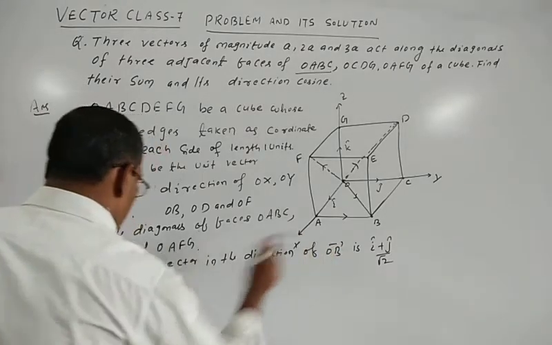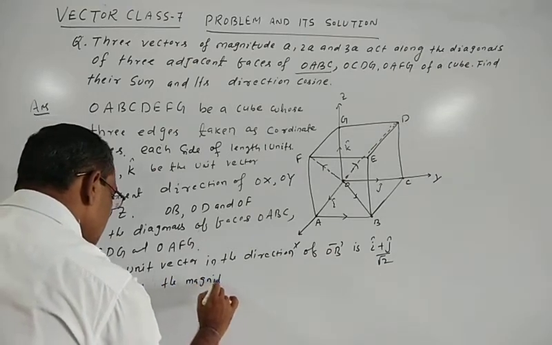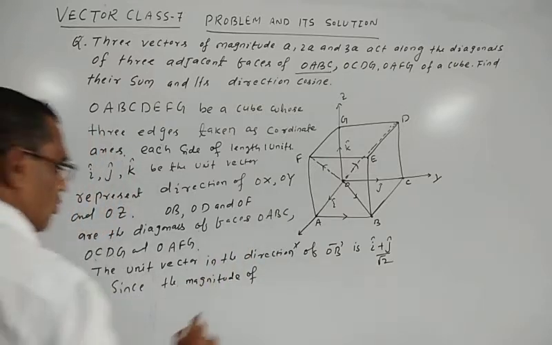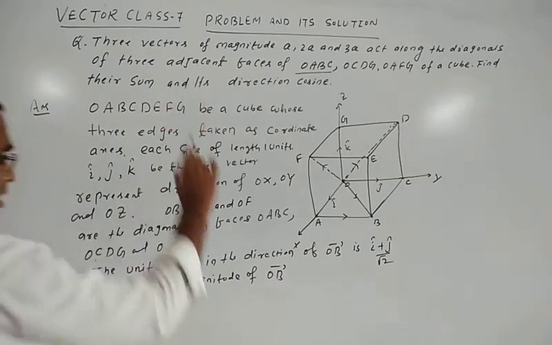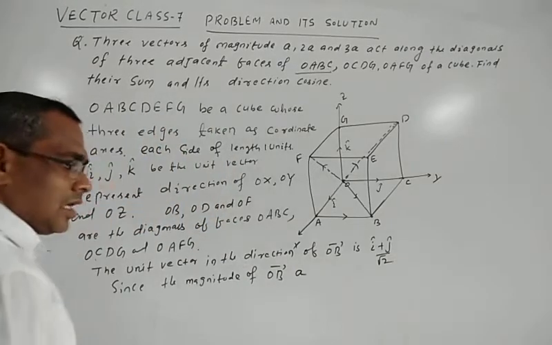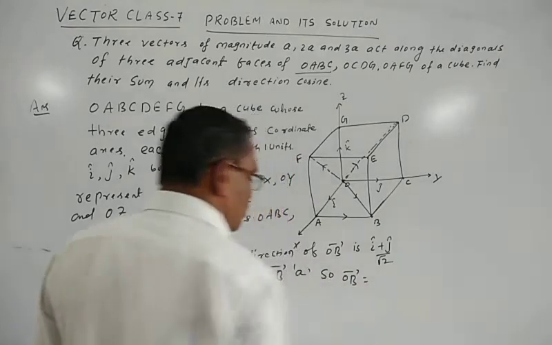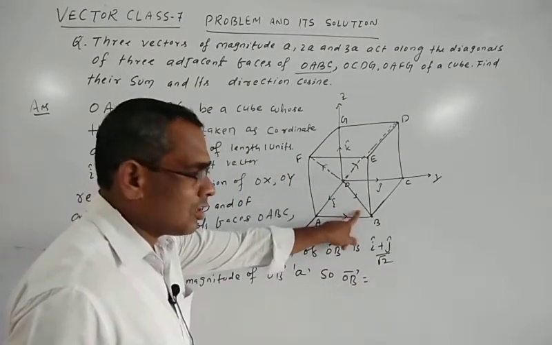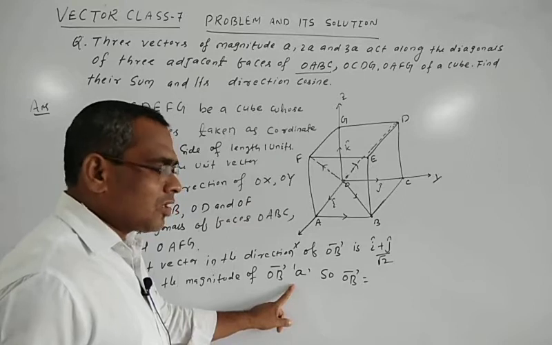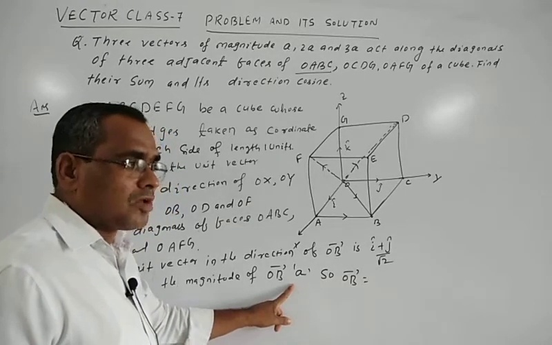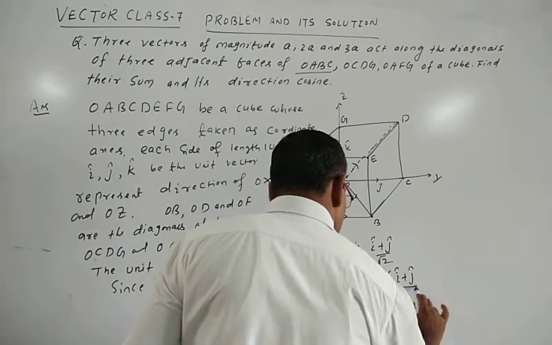Since the magnitude of the OB vector, meaning the diagonal, is a, the OB vector is equal to its direction together with its magnitude, so we multiply them. That is, the OB vector is equal to a into (i cap plus j cap) by root 2.